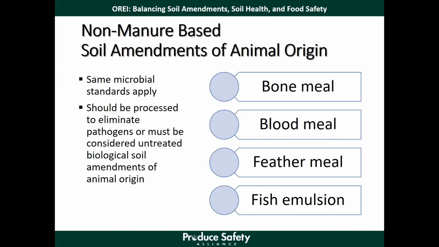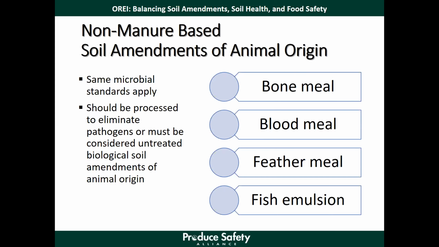Now, I saw in some of the pre-submitted questions, there were a couple of questions referencing blood meal, fish emulsion, and some of what I'll call alternative soil amendments. Oftentimes when we talk about compost and treated soil amendments, we end up really focusing on compost. But in a lot of agricultural production, we see some of these alternative soil amendments being used, like bone meal, blood meal, fish emulsion. And I think in one of the questions they asked how some of these soil amendments fall under the produce safety rule requirements.